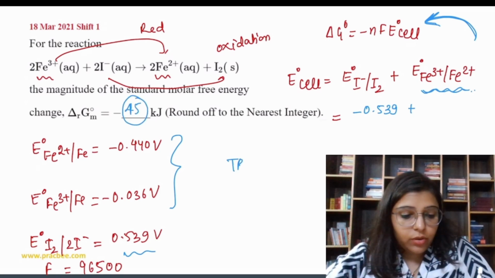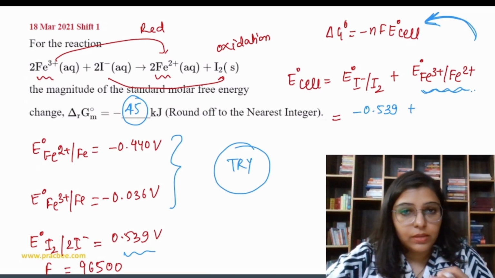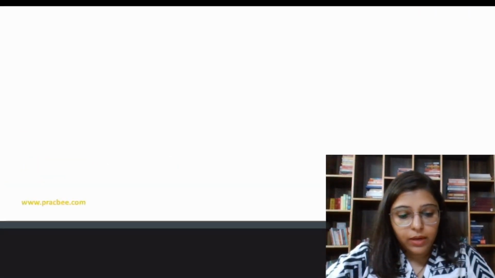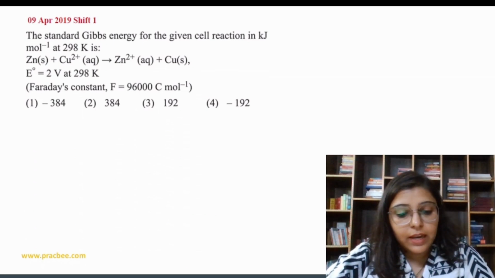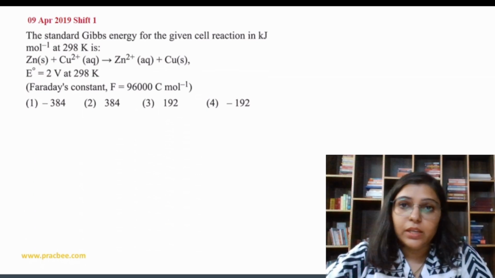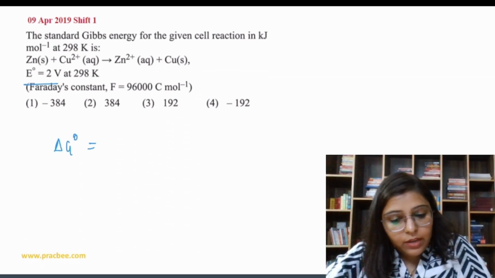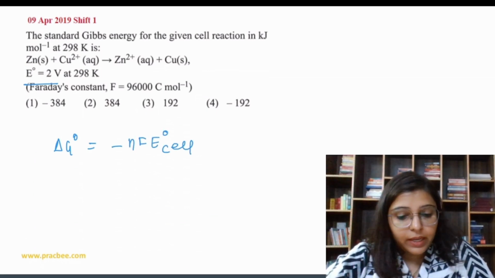So please try on your own. We have discussed similar type of question many times. Okay, now let's do this question. The standard Gibbs free energy for the given cell reaction in kilojoule per mole at 298 Kelvin is, it means you have to find out standard Gibbs free energy. E naught value is given, so you have to use minus NF E naught cell.